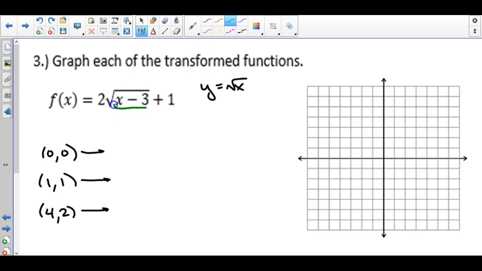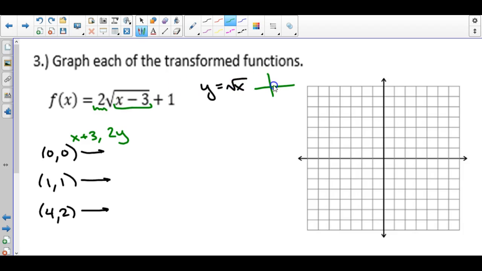So within my argument of the function, I have a minus 3, which is going to horizontally translate my graph 3 units to the right by adding 3 to my x values. This 2 that's out front is going to act as a dilation, or a scale factor you could call it, and what's going to happen is it's going to multiply my y values to stretch this graph out a little bit.